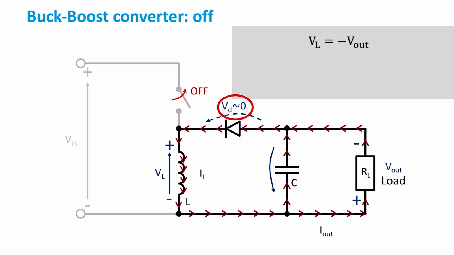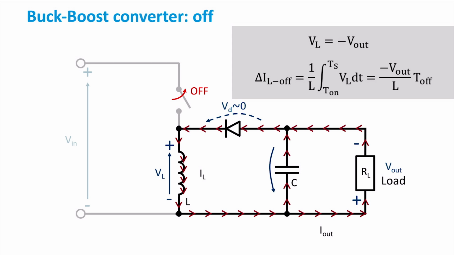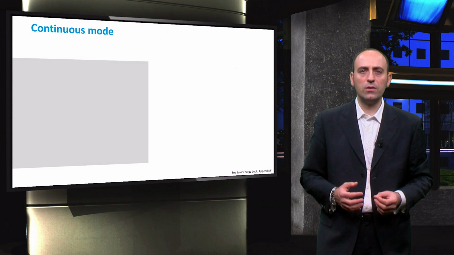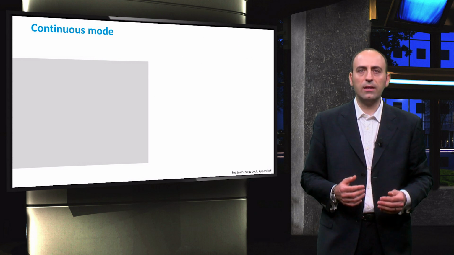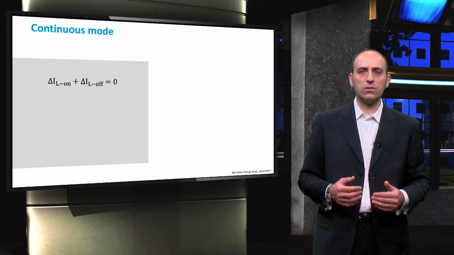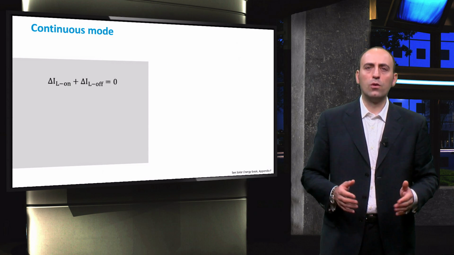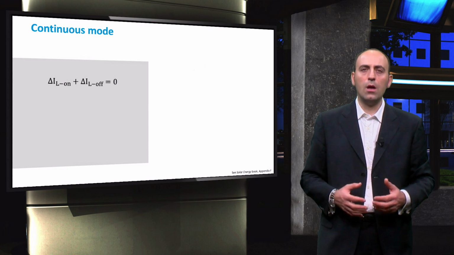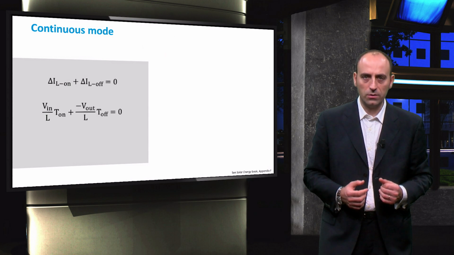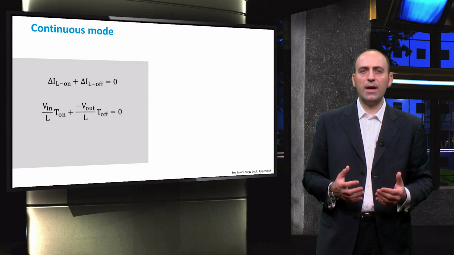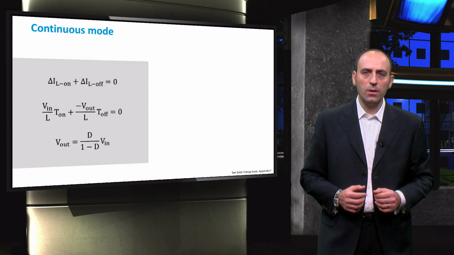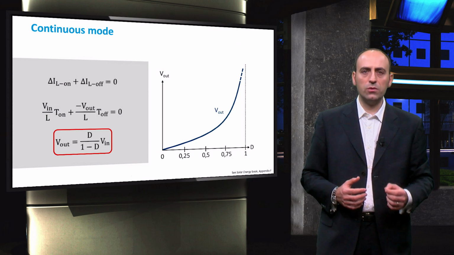Therefore, the current through the coil during the off period decreases because it is directly proportional to the additive inverse of the output voltage. After a certain amount of cycles, the buck-boost converter reaches a steady-state operation, and in continuous mode, the average flow of current across the inductor is equal to 0. Therefore, we can work out this equation that relates the current variation during on mode and off mode by means of the two integrals previously calculated. The result is a relation that binds the output voltage and the input voltage as a function of the duty cycle. In the diagram, the output voltage is plotted as function of the duty cycle.